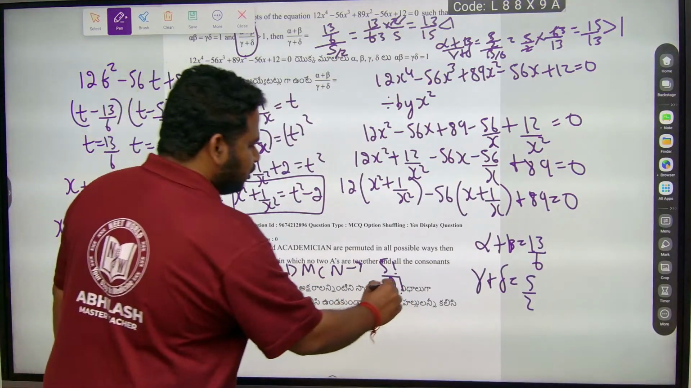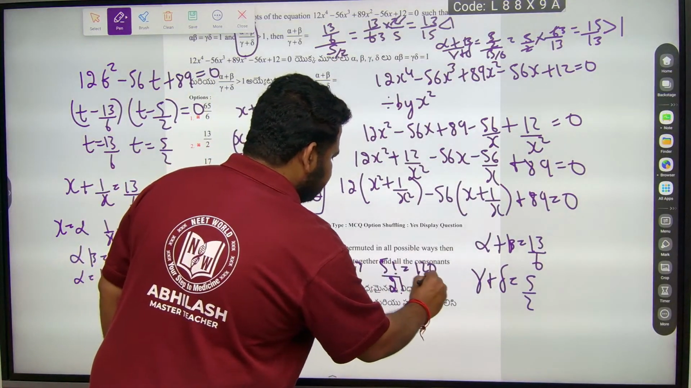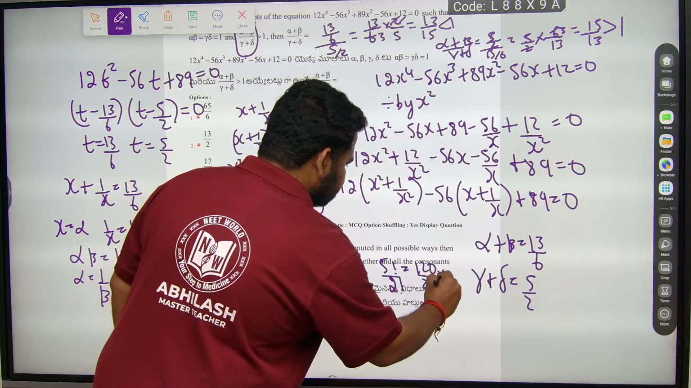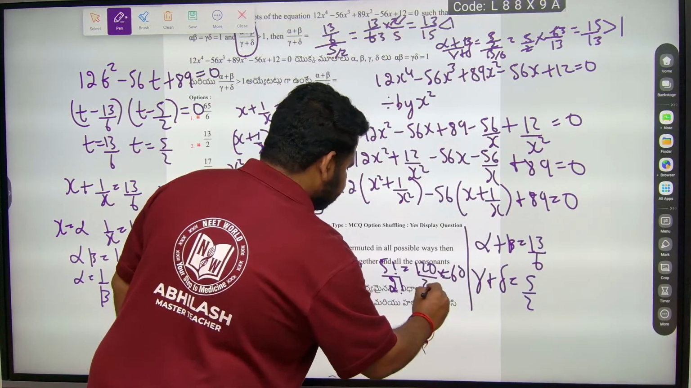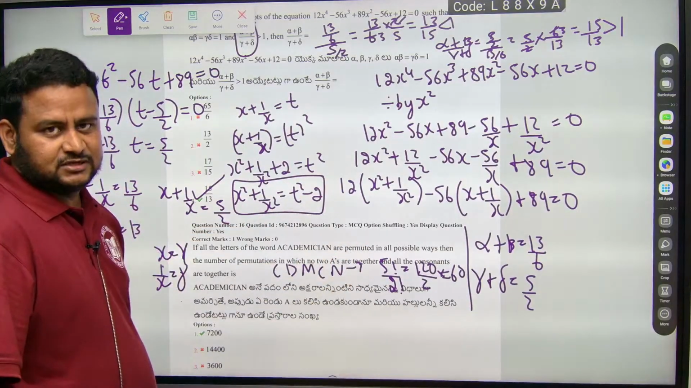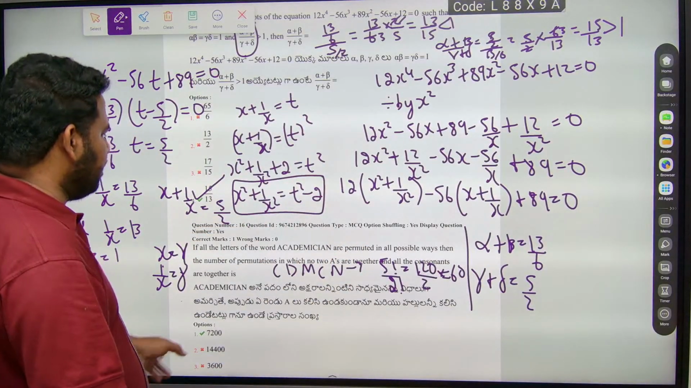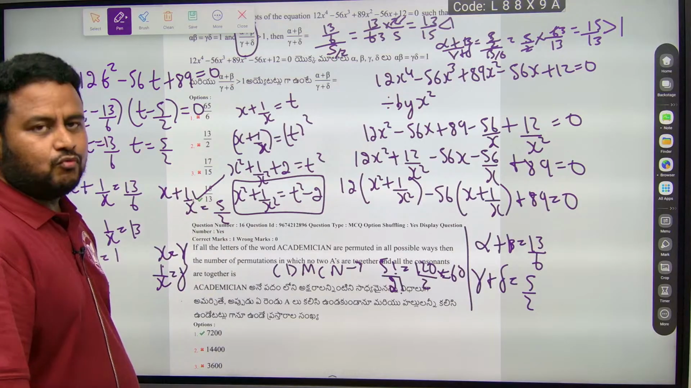That is nothing but equal to what? 5 factorial is equal to 120. 120 by 2 is equal to 60. So this can be arranged in 60 ways when it comes to consonants. Now along with consonants, we have to look at the vowels.